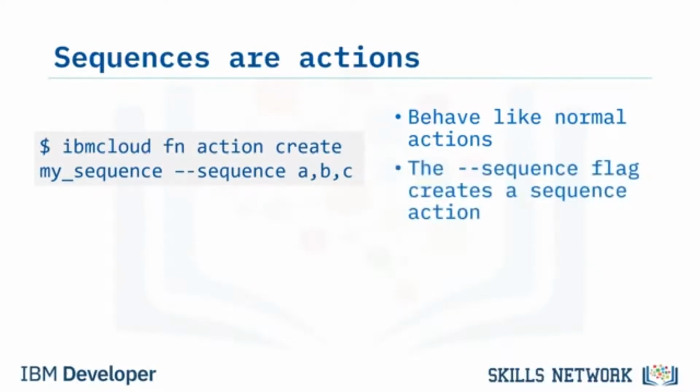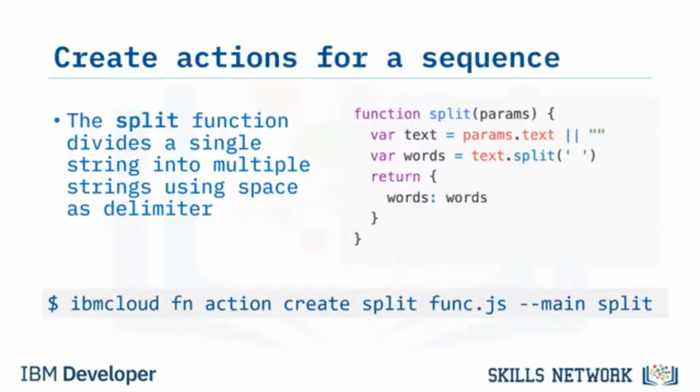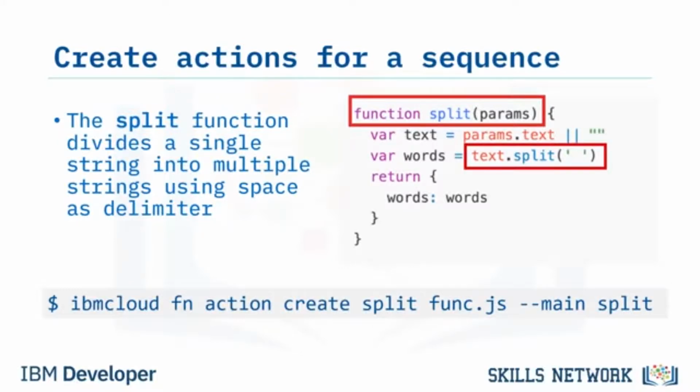Providing the sequence flag to the action create command will create a sequence action. The sequence flag provides the actions in the order in which they will be executed. Since actions ought to perform a single task, creating modular actions lets them be reused in a variety of sequences. A funcs.js file defines three functions. First, the split function takes a single string and slices it into a JSON map of individual strings using a space as the delimiter. Note that the action create command assumes the function is named main.